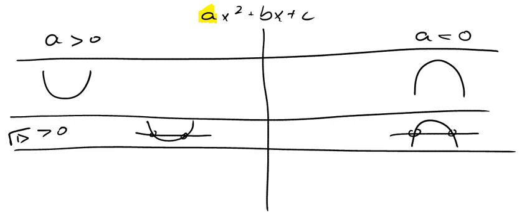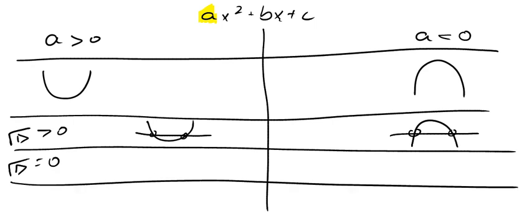That's one option. Second option is when the delta is set to 0. Then we only have one solution and the graph looks like this. It touches the x-axis at exactly one point. Same thing if it's smiling or crying. It's not important. If the delta is 0, there's just one intersection point.